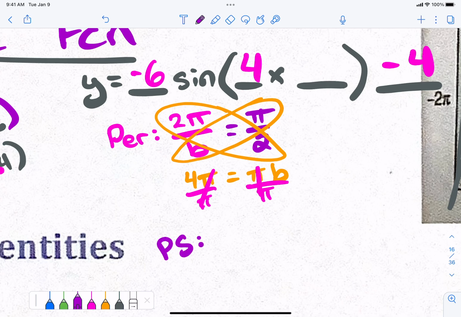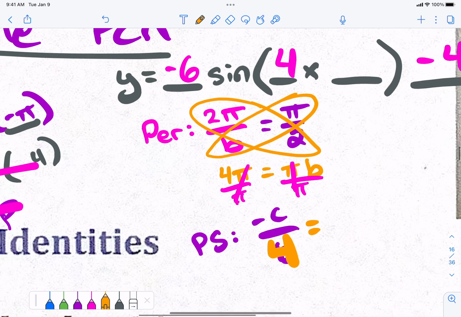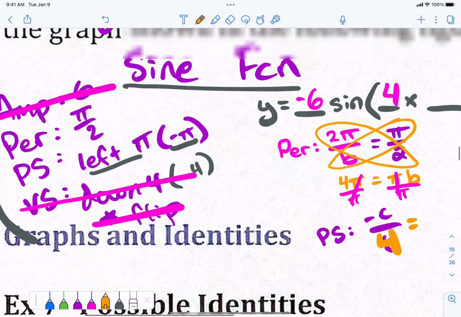What's the formula for calculating phase shift? Negative c over b. Do we know what b is now? 4. We just calculated that, right? What do I want negative c over b to be equal to? Set it equal to pi. Negative pi, so that's equal to negative pi.